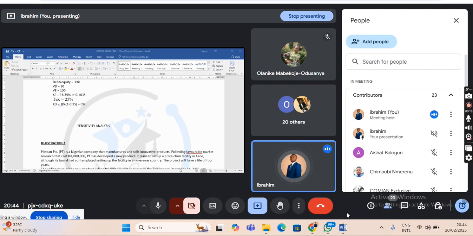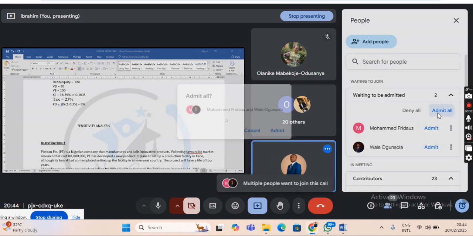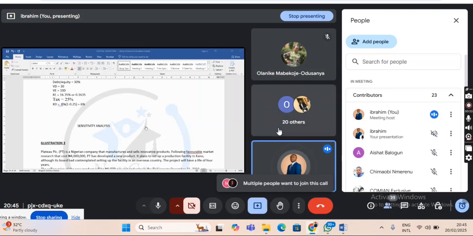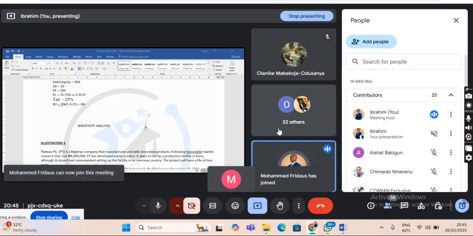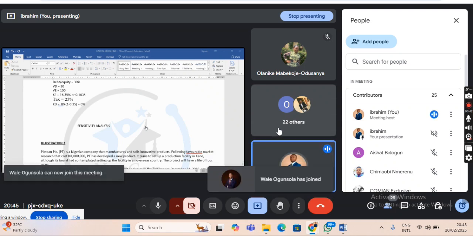Now, when we are talking about sensitivity analysis in capital budgeting, it means a change in the variables, right? You can agree with me that your input under the valuation is based on assumptions. Is that not so?